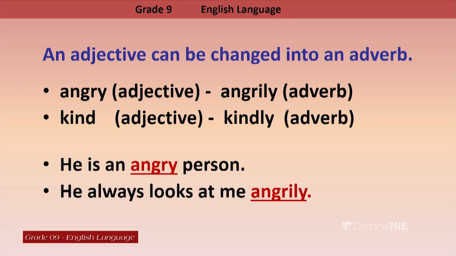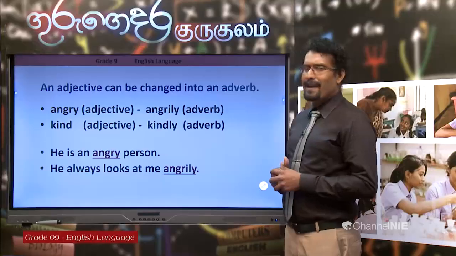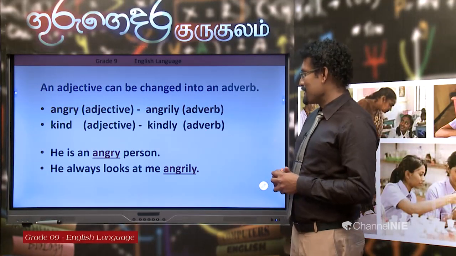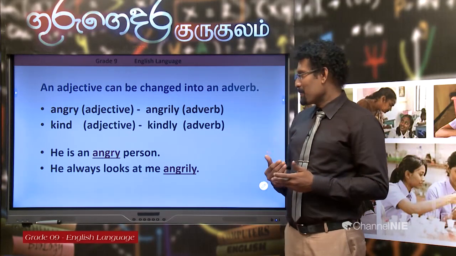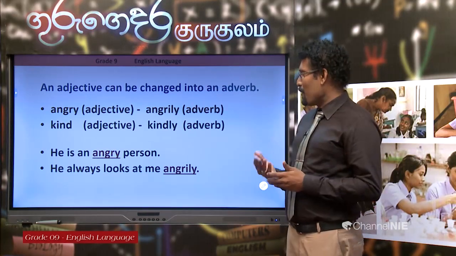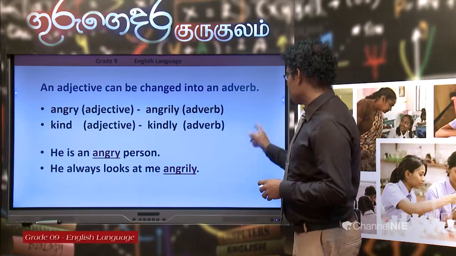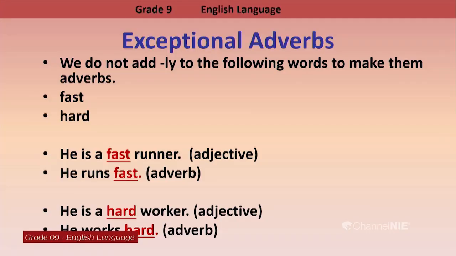So, I have some sentences for you. He is an angry person. So, I have a friend, he is an angry person, he gets angry all the time. So, it is very difficult to work with him. He is an angry person. So, what does he do? He always looks at me angrily for no reason. That sounds funny, right? He always looks at me angrily. He is an angry person. He always looks at me angrily.